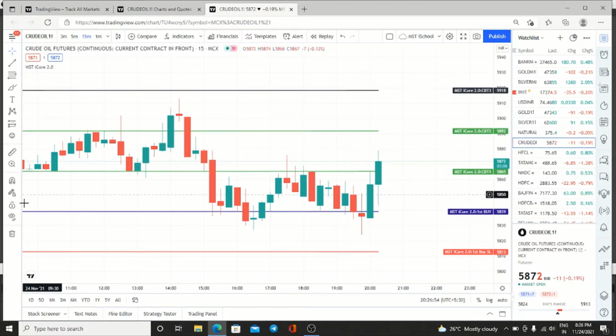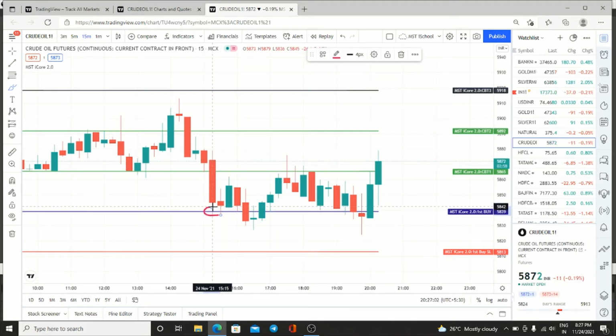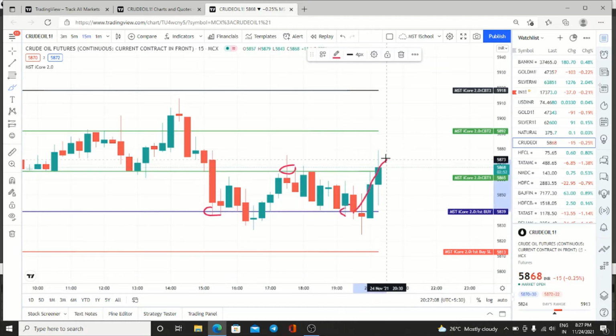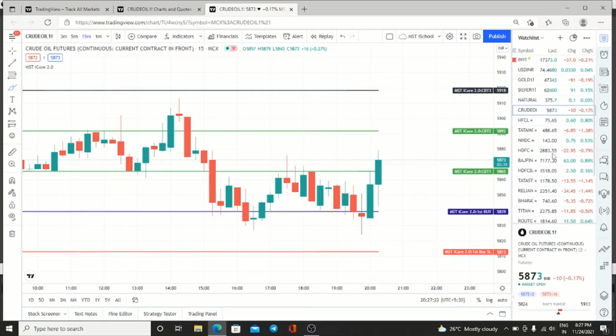See here, our buy got activated at 5839. The first low was 5836. So immediately our target got hit. Then once again it is activated, again our target hit. So two times sell side target hit and two times buy side target hit. So this is how we have to trade. It is very simple. Next one I will show you today.